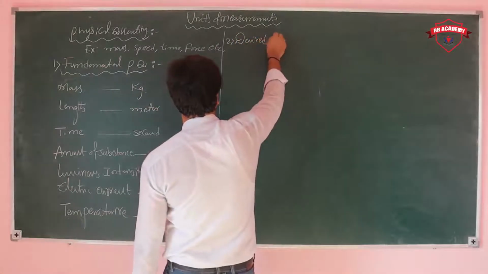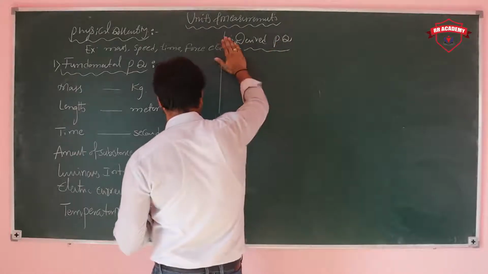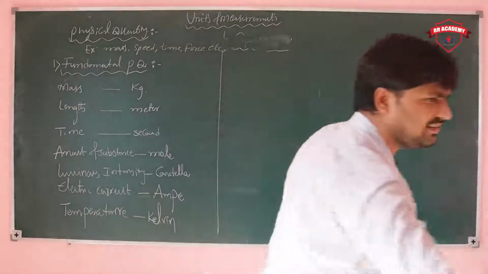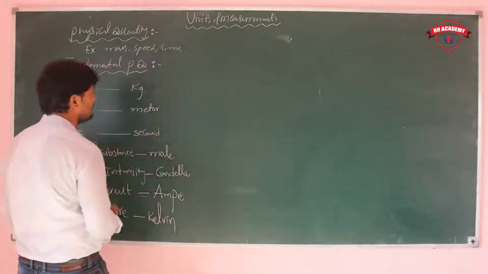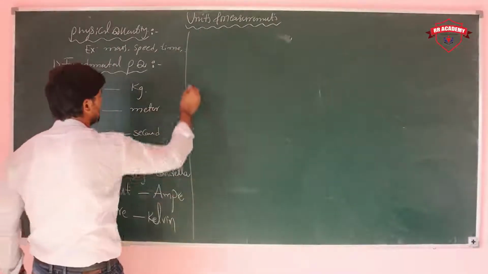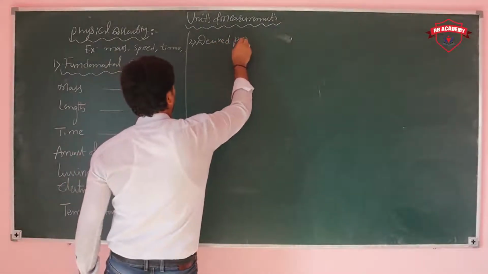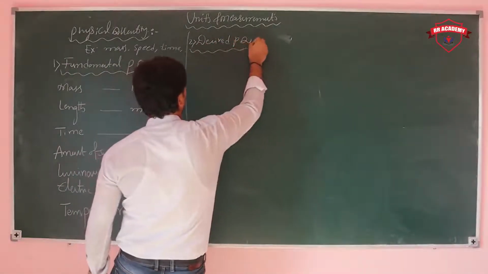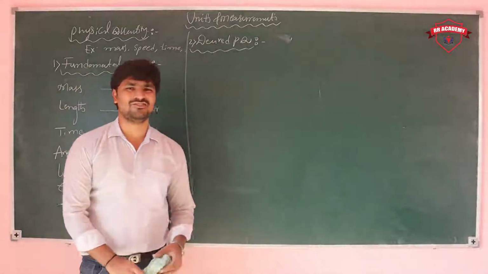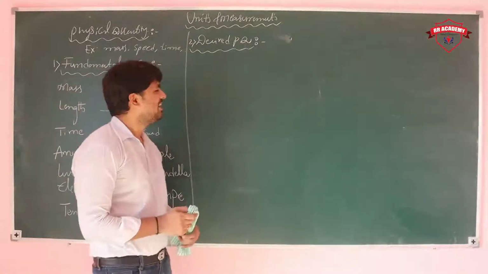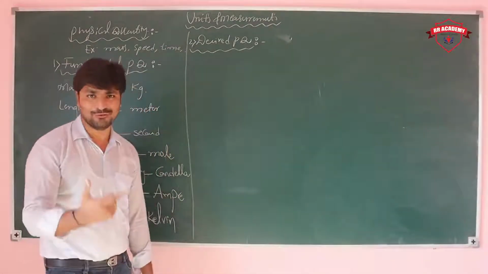What are derived physical quantities? These are quantities which depend on other physical quantities, or which are derived from other physical quantities. Those are simply called derived physical quantities. Many are there, but we will discuss a few.